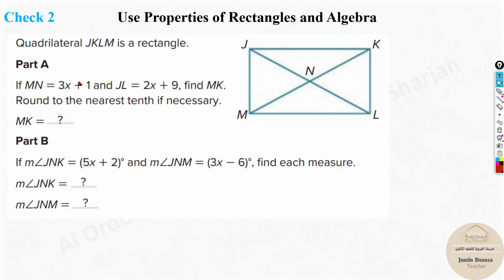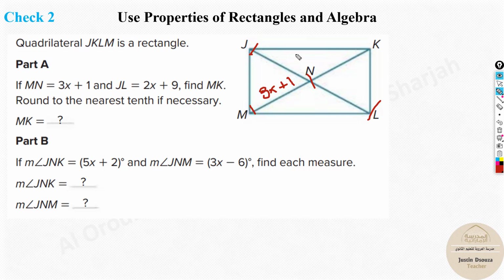So what else? Here, quadrilateral JKLM is a rectangle. They have mentioned this is a rectangle, but they have not asked us to prove rectangle. They have asked us to solve for MK, this length, the diagonal. But they have told MN, this is 3x plus 1. Okay. And JL, can you see this entire thing? JL is 2x plus 9.